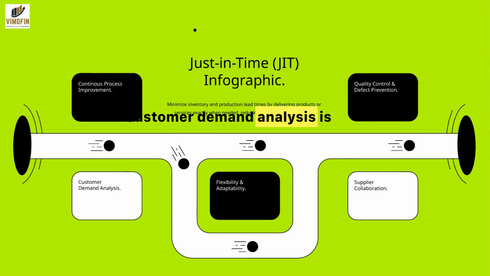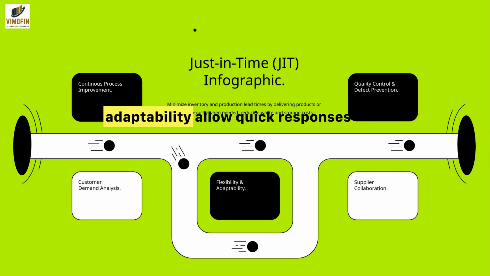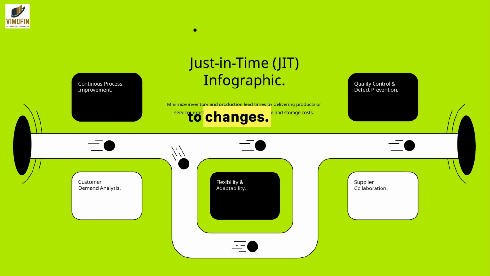Customer demand analysis is crucial for aligning production with market needs. Continuous process improvement ensures efficiency, while flexibility and adaptability allow quick responses to changes. Supplier collaboration enhances resource management, and quality control prevents defects. Just-in-time, JIT, minimizes inventory and lead times, reducing waste and storage costs by delivering precisely when needed.